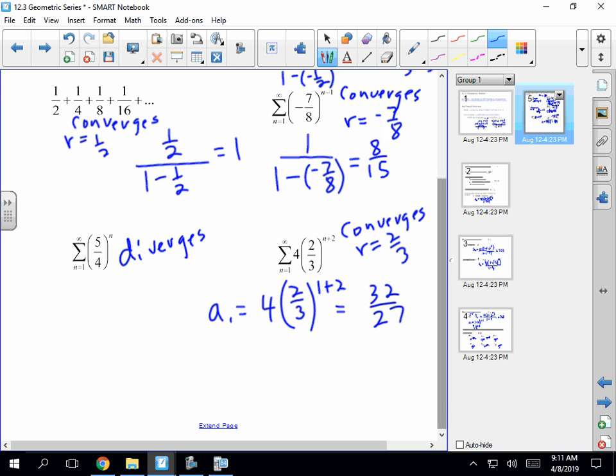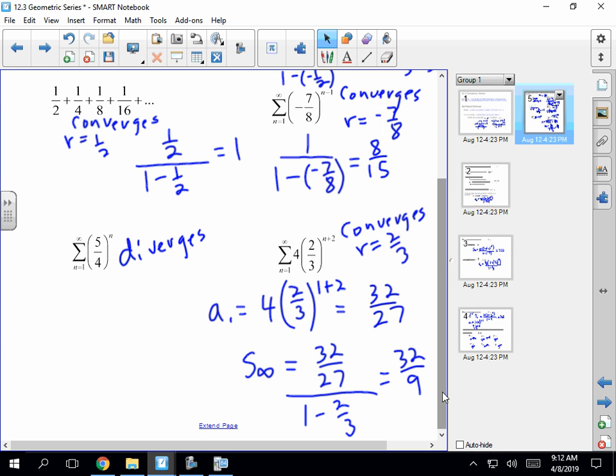Once you have the first term and you have r, you're set for finding the sum of the infinite series. So we got 32 over 27 all over 1 minus 2/3. And fun with fractions, just simplify, end up with 32/9 as your sum. So as long as r in absolute value is less than 1, then it will converge and you should be able to find its sum. Any questions on that?